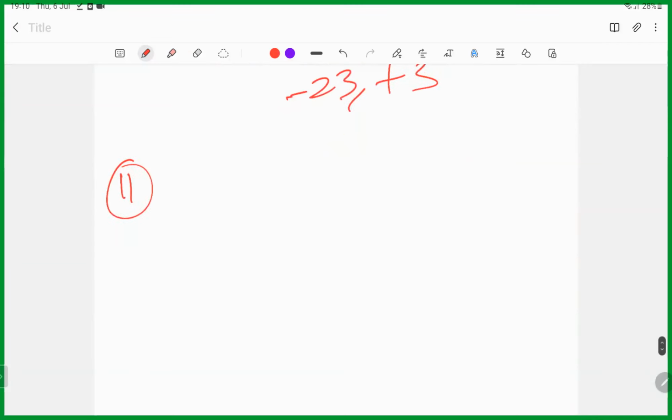How much time is given for this paper? 1.5 hours. We are solving in the class.